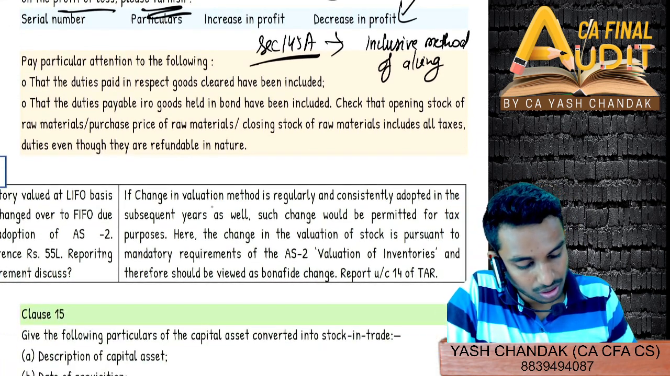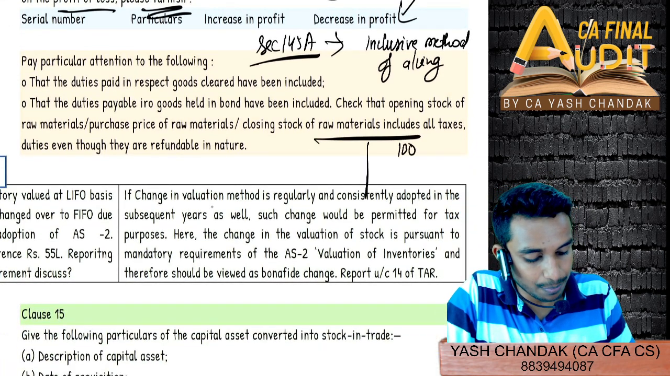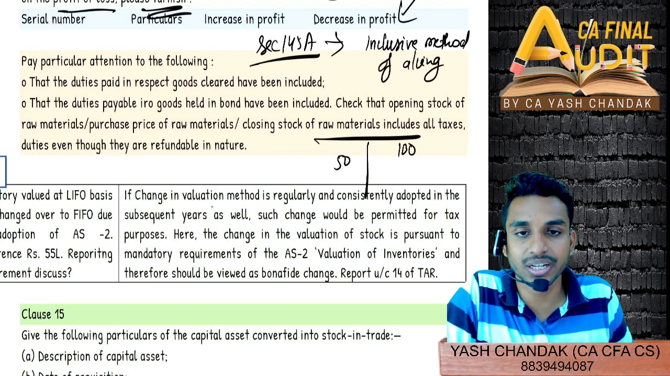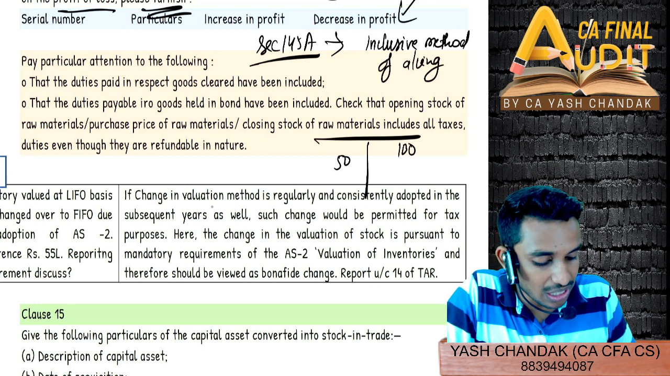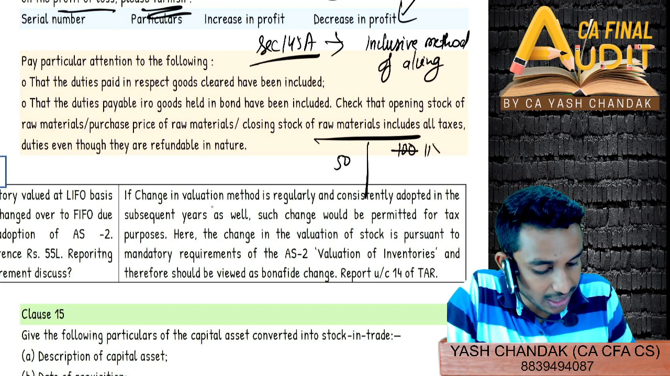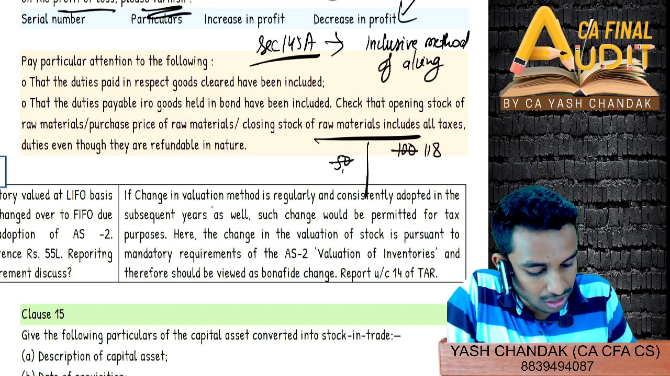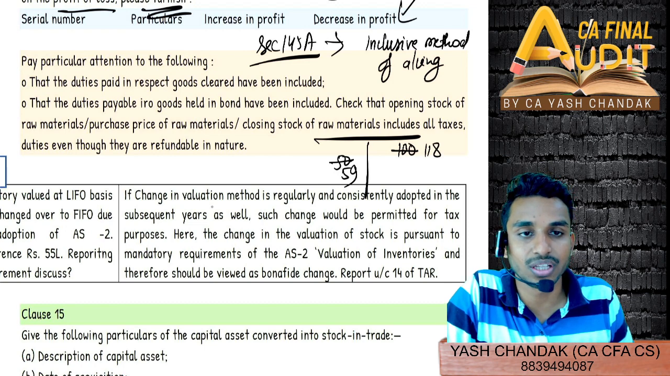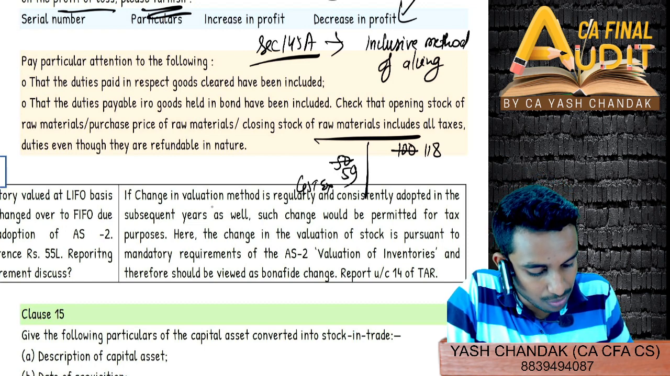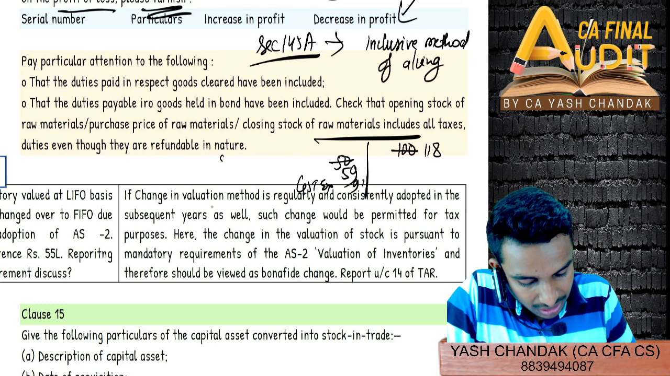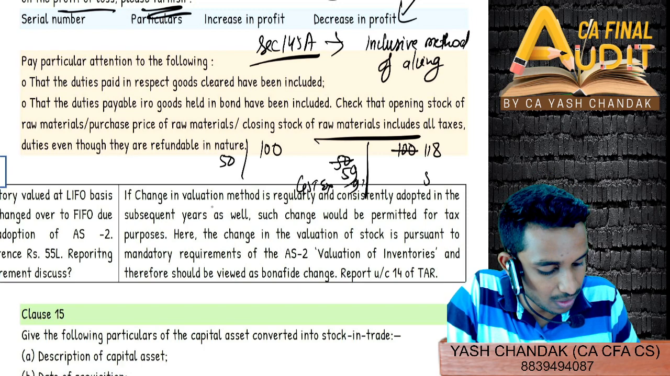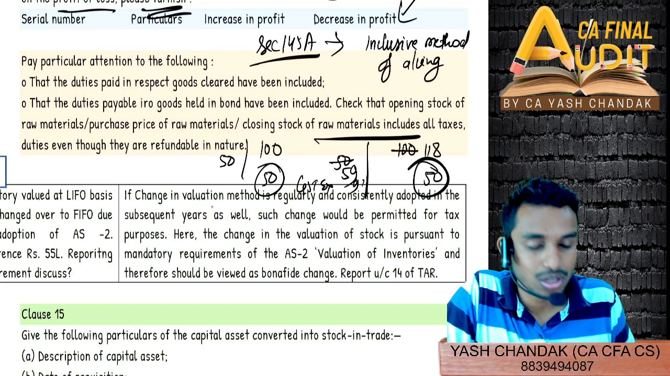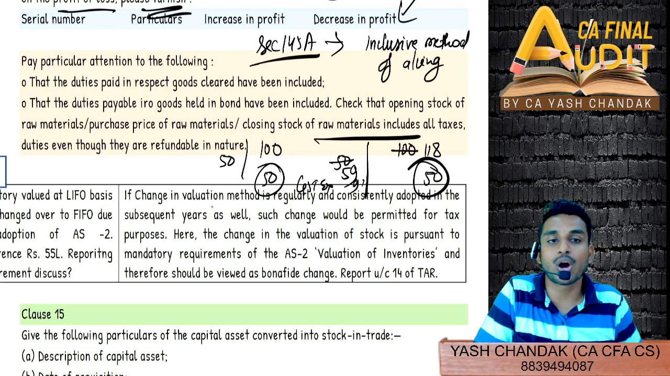Suppose I purchased goods for 50 and sold them for rupees 100. Suppose the GST component is 18%. The inclusive method of accounting tells you to record revenue at 118 and not 100, and record your expenses at 59 and not 50, and then separately disclose your GST expense as 9. Again, profit will be the same whether you disclose 100 or 118 and 59 plus 9. Your profit will be 50 only, but the way you present your accounts is different.